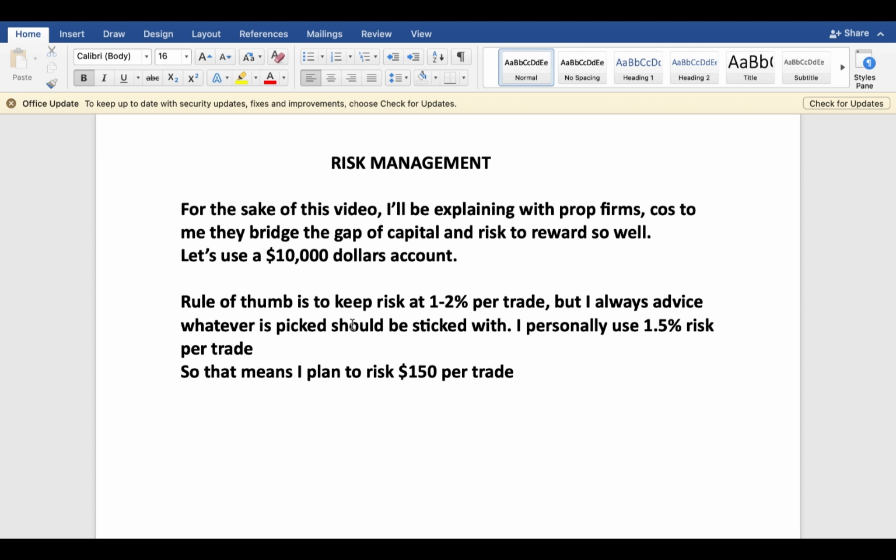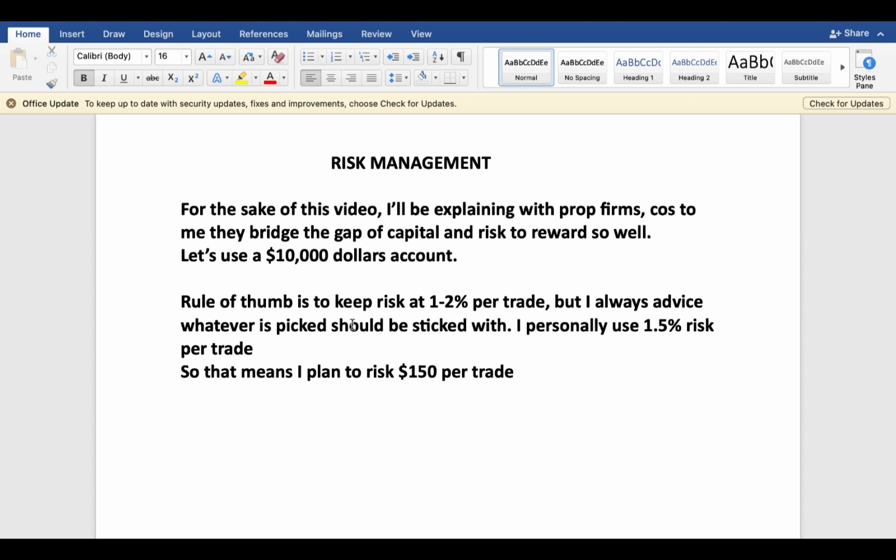So when I say there's a rule of thumb to risk between 1 to 2%, it doesn't mean you should vary your risk between 1 to 2% depending on how you feel. I would always advise to pick a fixed risk. So whether you want to go with 1%, 2%, or somewhere in between, it depends on you, because some people have higher risk appetite, right? And that tends to be advantageous sometimes when you know what you're doing.